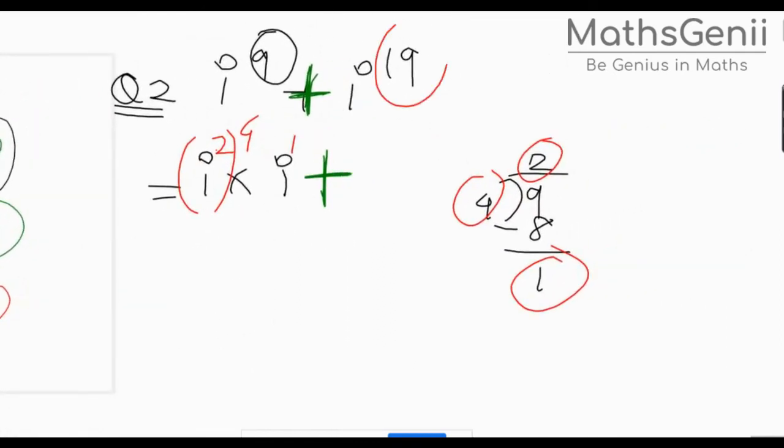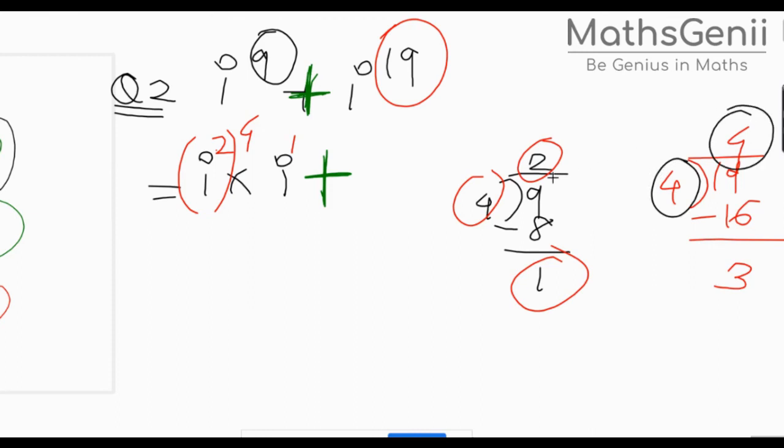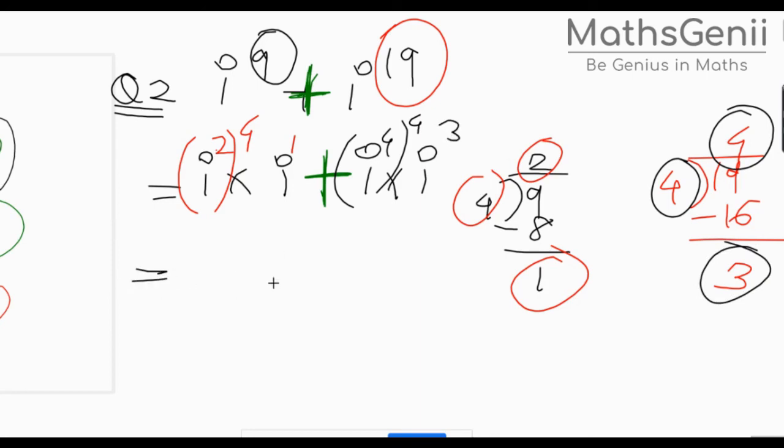19, the shortcut I have taught you. What is the shortcut for any bigger number? Divide by 4. 4 fours are 16, remainder 3. Then how do you write it? i^(4 into 4), i^4 into i. So how do you write it? i^4 into i^4, and what is the remainder? 3.